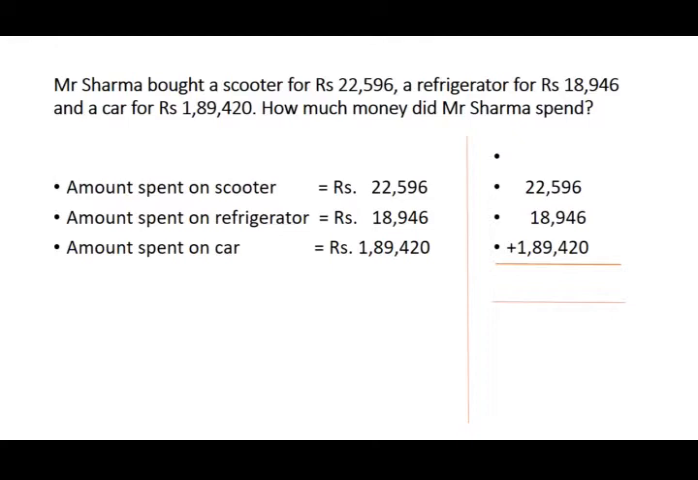But in statement sums, you have to write the statements. You know how to write the statement now. You know how to add the numbers. It's only to recap. I will not explain in detail. We will go fast. Amount spent on scooter, rupees 22,596. Amount spent on refrigerator, rupees 18,946. Amount spent on car, rupees 1,89,421.